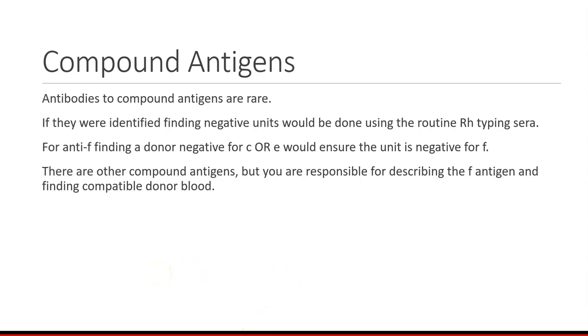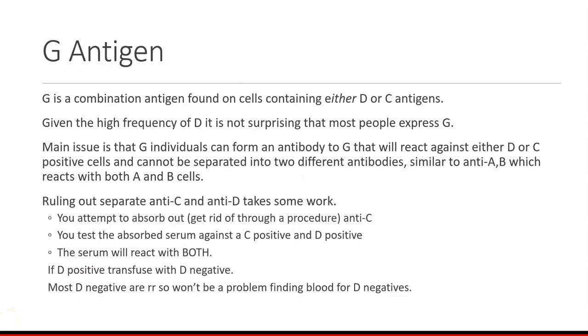And how you're going to find compatible donors, again, would be the unit being little c negative or little e negative. G is a combination antigen found on cells containing either D or C antigens. It doesn't have to be both. Either D or big C. Given the high frequency of D, it's not surprising that most people express G.